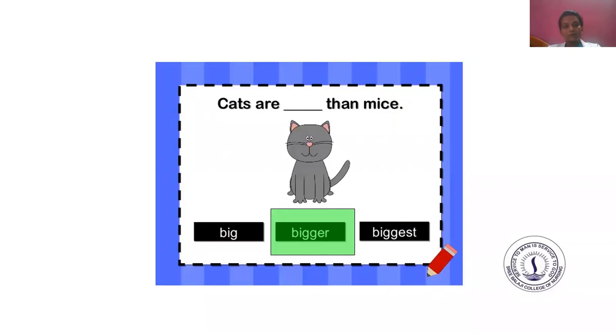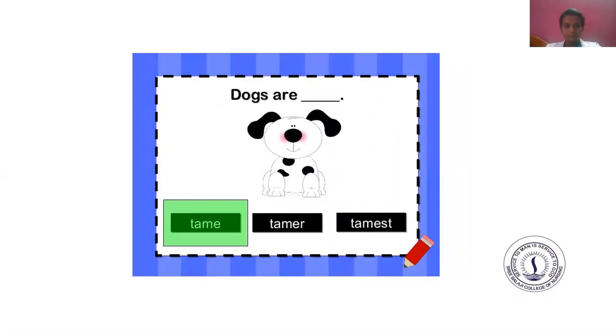Cats are bigger than mice. This is an exercise. So the answer is bigger. Big is the positive form, bigger is comparative form, and biggest is superlative form. And you are comparing cats and mice. So two nouns are here. So this is comparative degree. So adding bigger is the correct answer. Cats are bigger than mice. Dogs are tame. You are describing only one thing, dog. So dogs are tame, positive degree.